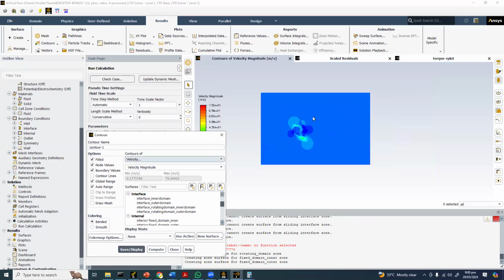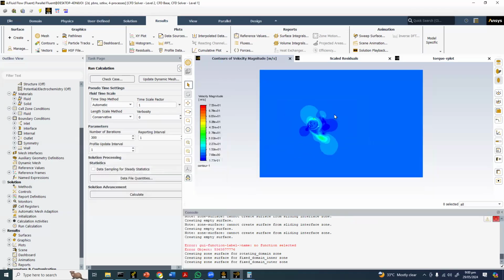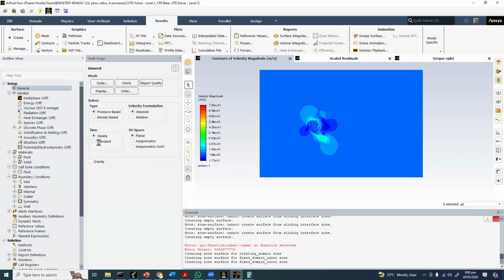Okay, so now we can change our case to the transient case. So what I'm going to do is, right now I will go to journal, and from here I will click on transient. Okay, number one.